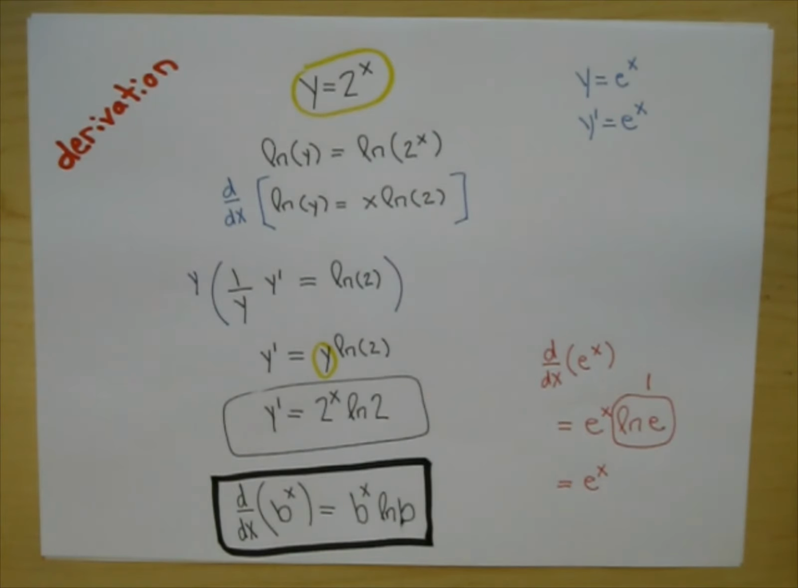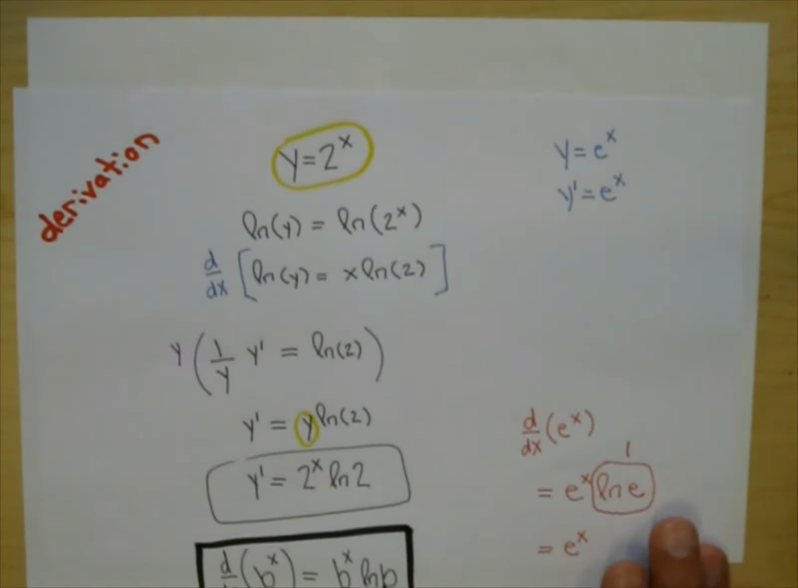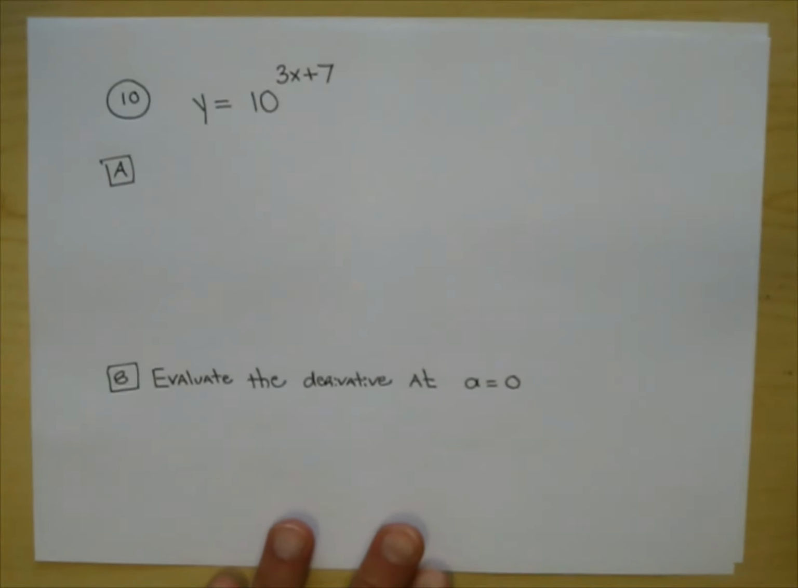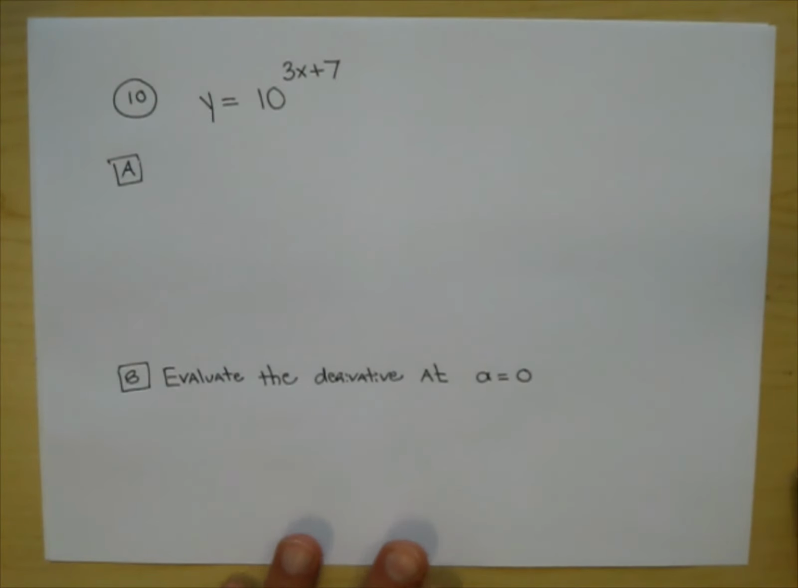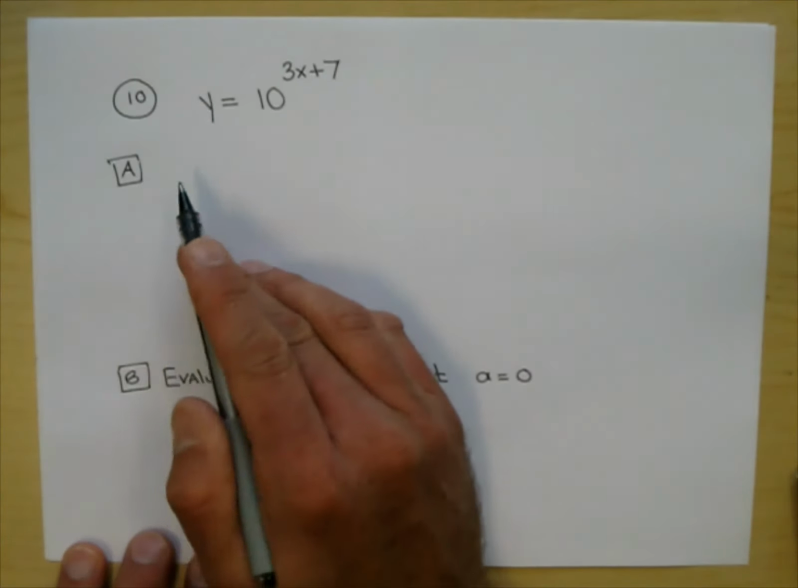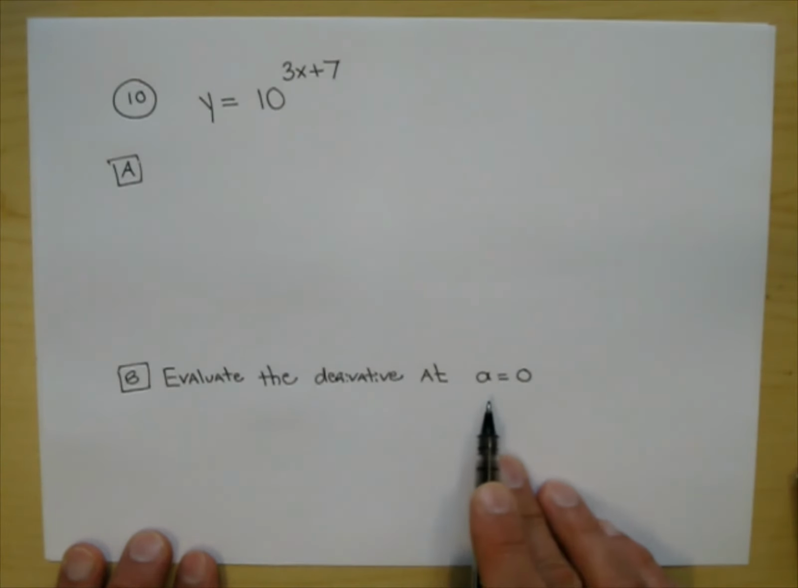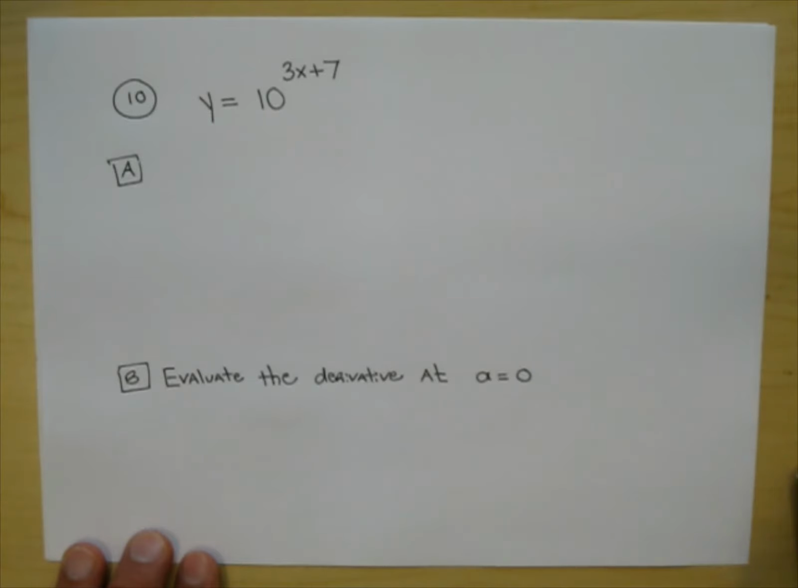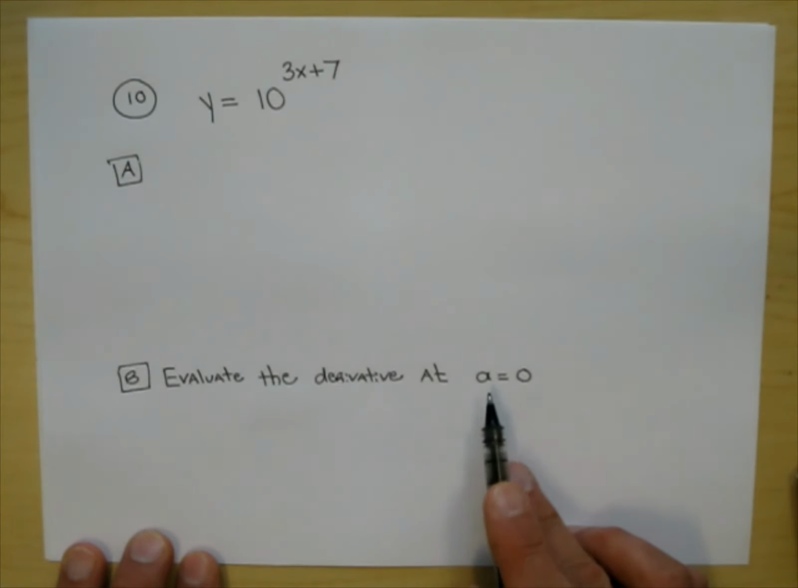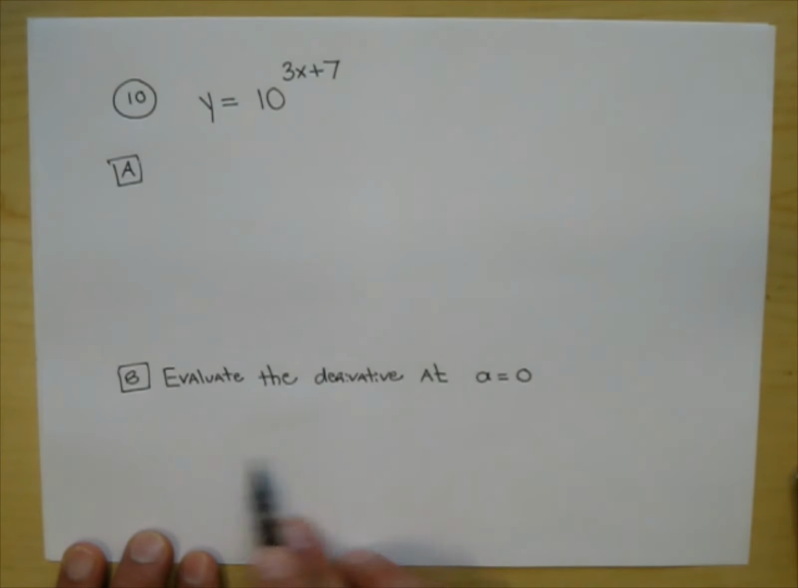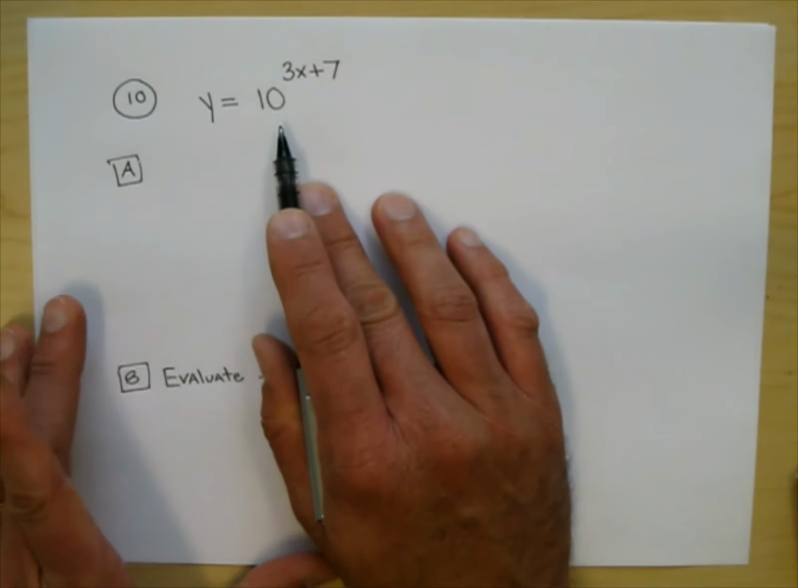Let's go ahead and do problem number 10. Here's problem number 10. Okay, so find the derivative. I mean, that's what a is. And then I put this in because in your homework you get a few problems where they ask you to evaluate the derivative at, and they like to say a equals 0. So we'll do that after we do this first part.